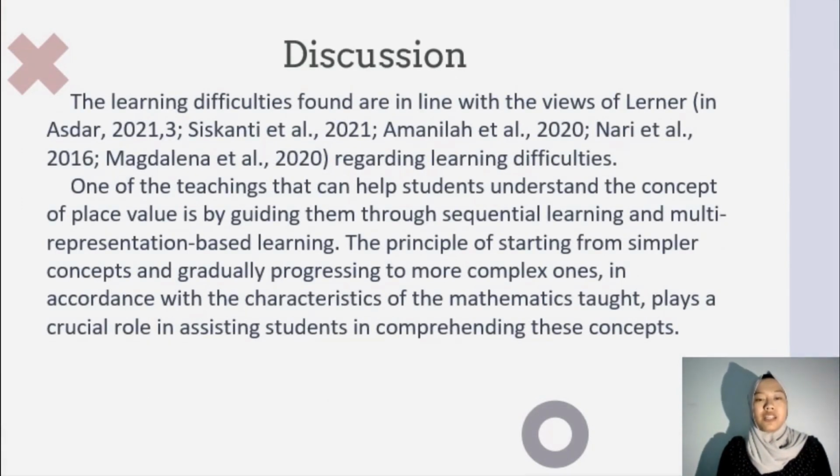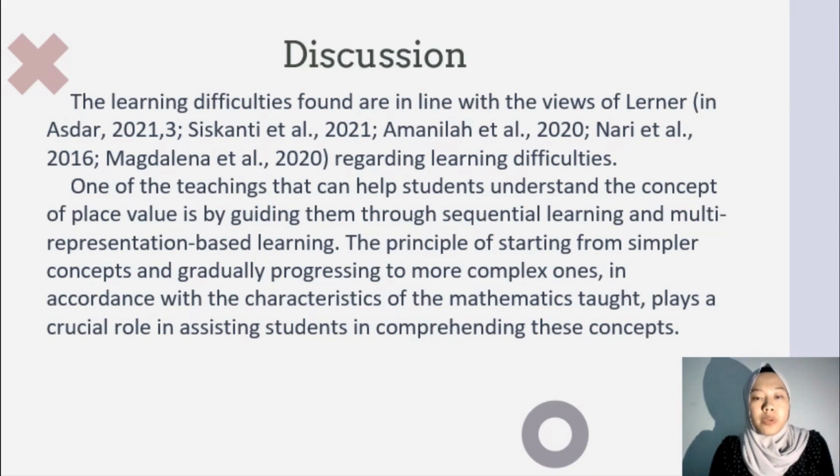Discussion. The learning difficulties found are in line with a few theories of learners regarding learning difficulties. In question number 10, which pertains to ordering numbers, students exhibit spatial relationship difficulties. Question number 1, which requires determining the number of blocks in an image, indicates that students had learning difficulties related to visual perception and visual motor association.